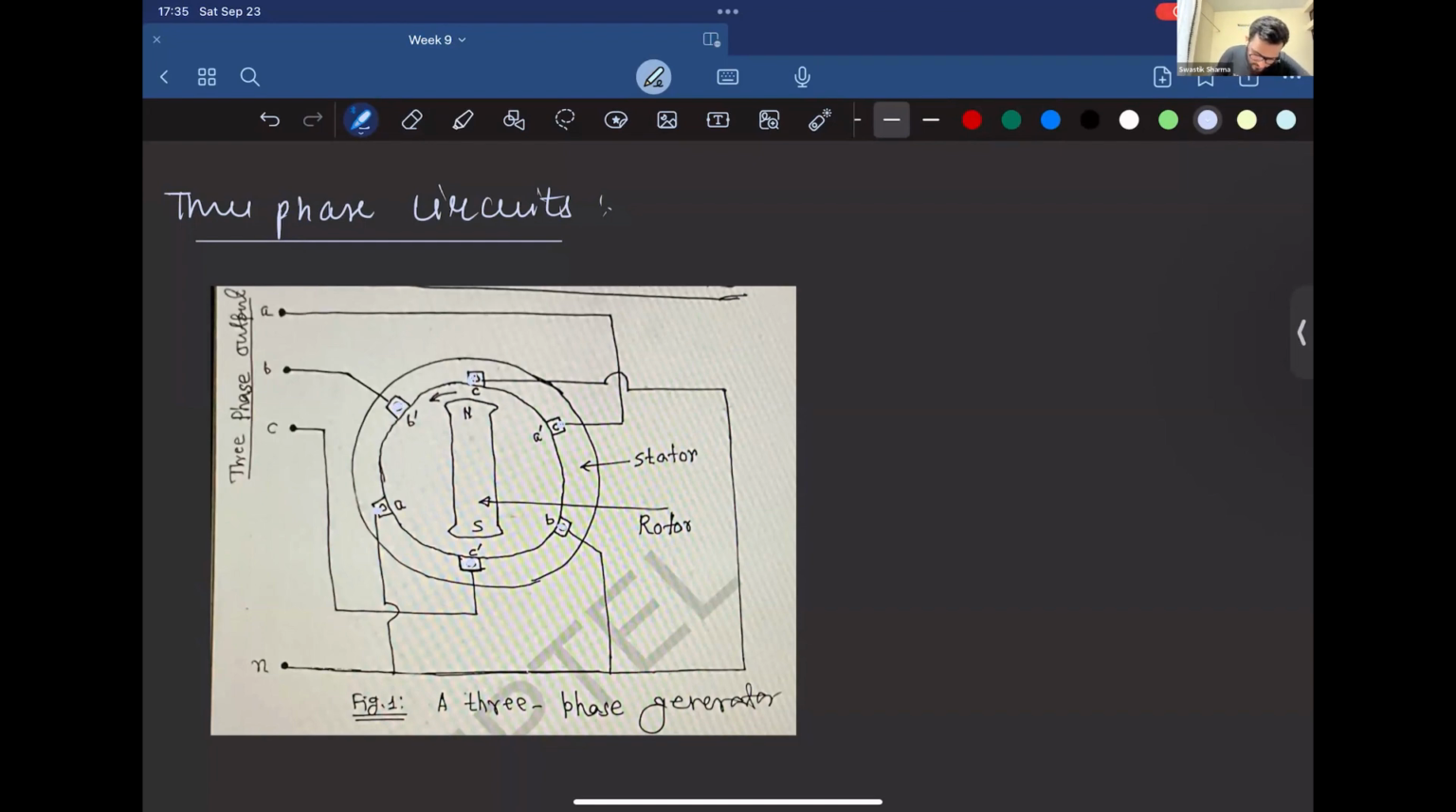So what happens? Let's say starting with VA. We'll do VA first. When VA starts, it reaches an angle of 90 degrees.